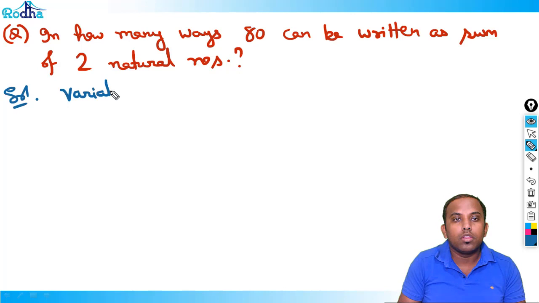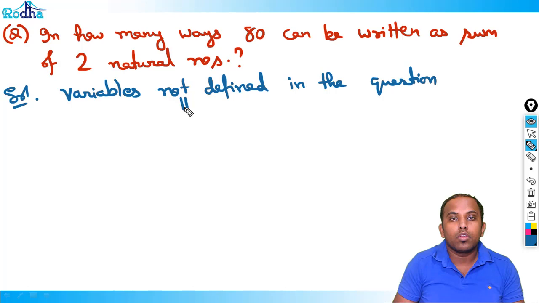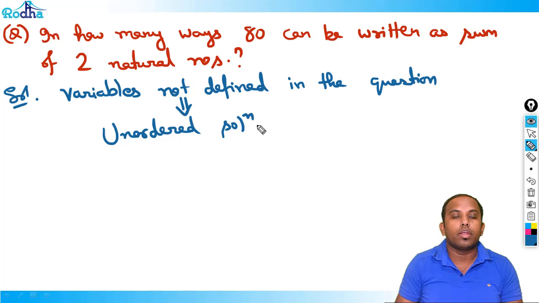When variables are not defined in the question, it is the case of an unordered solution. That means I'm assuming the variables myself. In how many ways can 80 be written as a sum of two natural numbers?